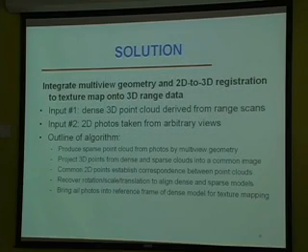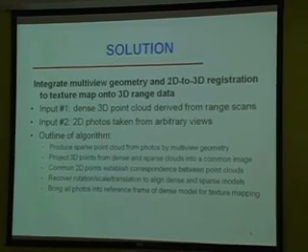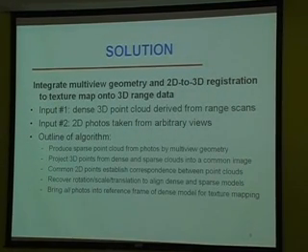So the solution that we're proposing is to integrate multiview geometry and 2D to 3D registration in order to texture map onto 3D range data. So as I said before, we will have two sources of input for this problem. The first one is dense 3D point clouds that are derived from laser range scanners. And the second source of input are just ordinary 2D photographs taken from arbitrary views by off-the-shelf cameras.